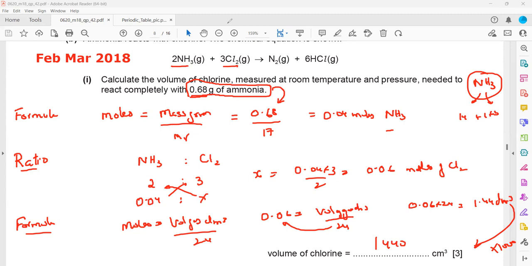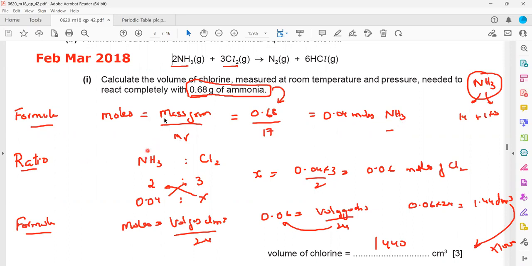So I'll repeat. First we were having only the mass of ammonia, and the question is to get the volume of chlorine. How to do such a question? As I mentioned, in moles you will always find a pattern: formula, ratio, formula. According to the equation, 2 moles of ammonia react with 3 moles of chlorine. But according to this mass, 0.68, we don't have 2 moles, we have only 0.04 moles of ammonia. Whenever you divide by molar mass, you divide by only the molecular mass. Don't bother about how many moles are there in the equation. You just divide by 1 mole and you get the moles of ammonia.